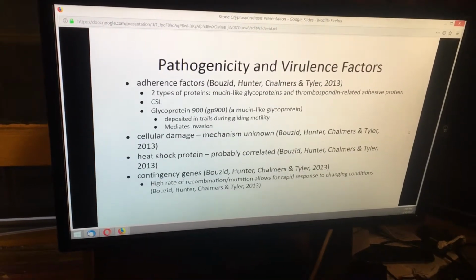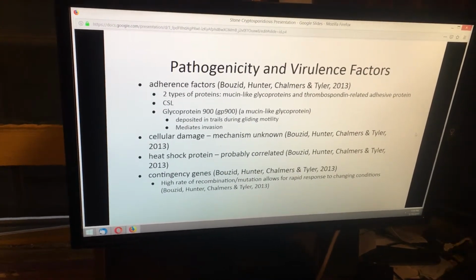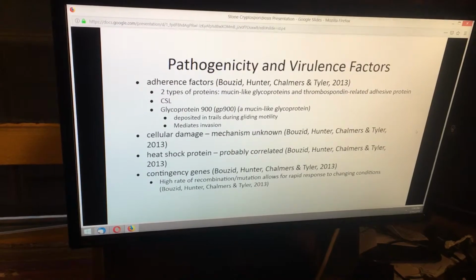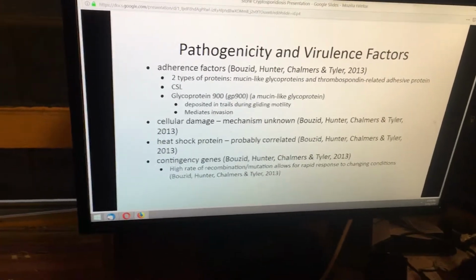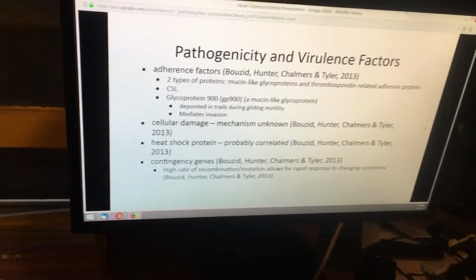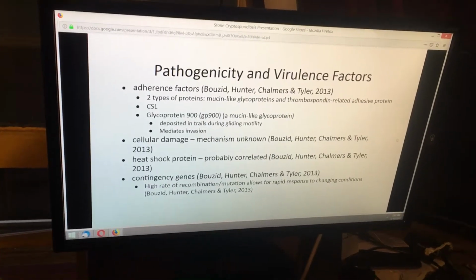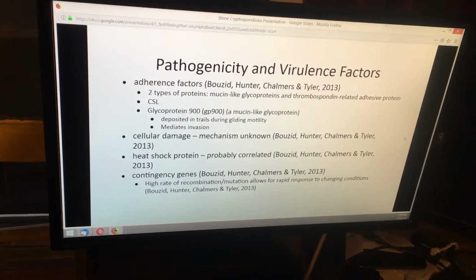In 2013, cellular damage and heat shock protein were suspected but not proven virulence factors, and so were these contingency genes, which have a high rate of recombination and mutation, which allows for a rapid response to changing conditions and protects the Cryptosporidium further from the host.